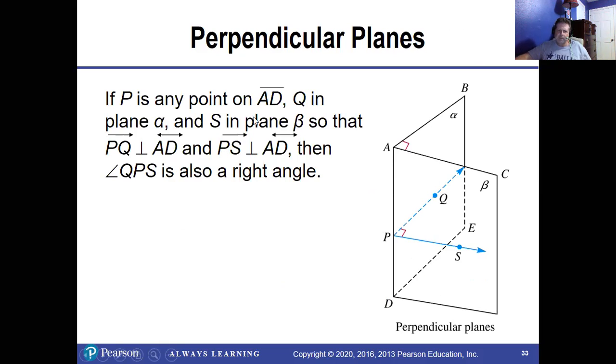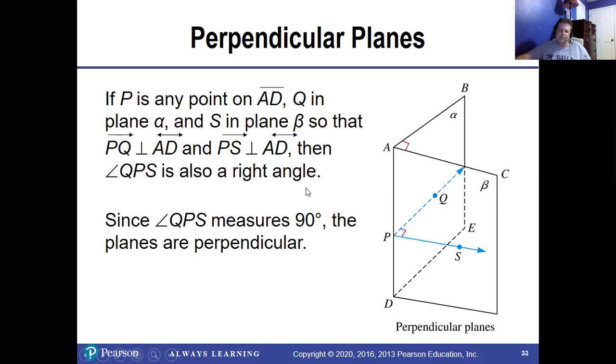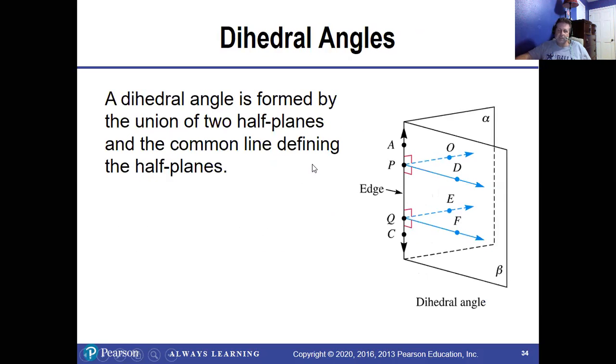All right, and then perpendicular planes. If P is any point on AD, so here's P on AD, Q in plane alpha, and S in plane beta, so that this line here would now be perpendicular. And then that means the planes are perpendicular. Okay? And if you can prove 90 degrees, you get perpendicular lines.